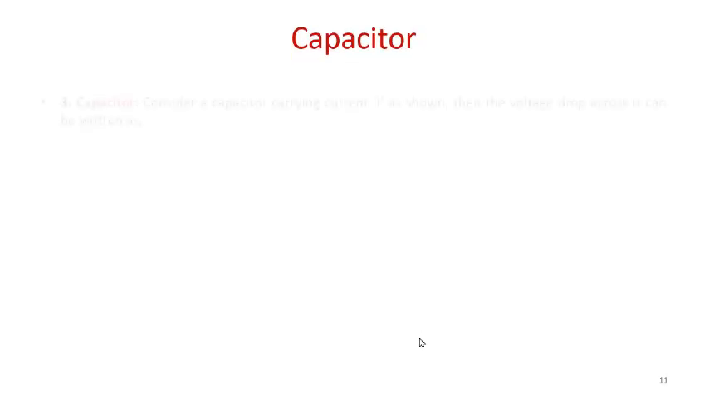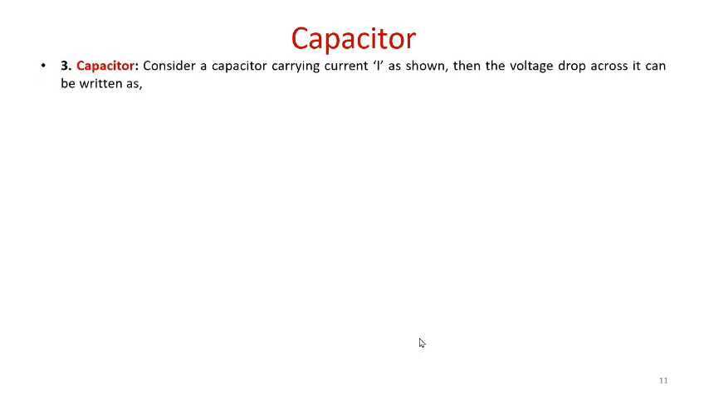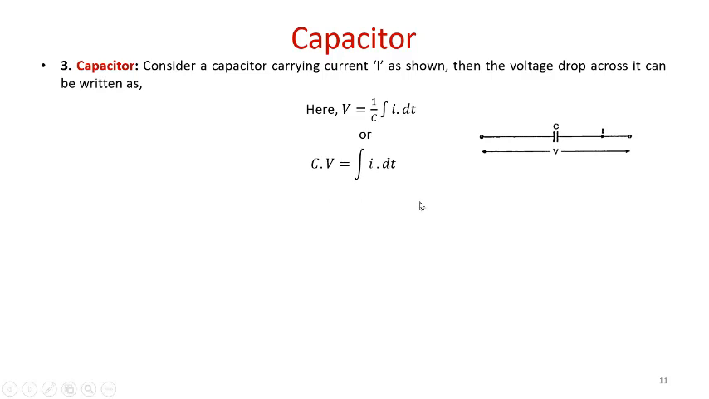Next, we are going to understand the capacitor element. Considering a capacitor carrying current as shown, the voltage drop across it can be written as V is equal to 1 by C integrating I into dt. So we can write it as C into V, since this C is getting multiplied here. C into V is equal to the integral of I into dt. Differentiating on both sides, we get C into dV by dt equal to I.